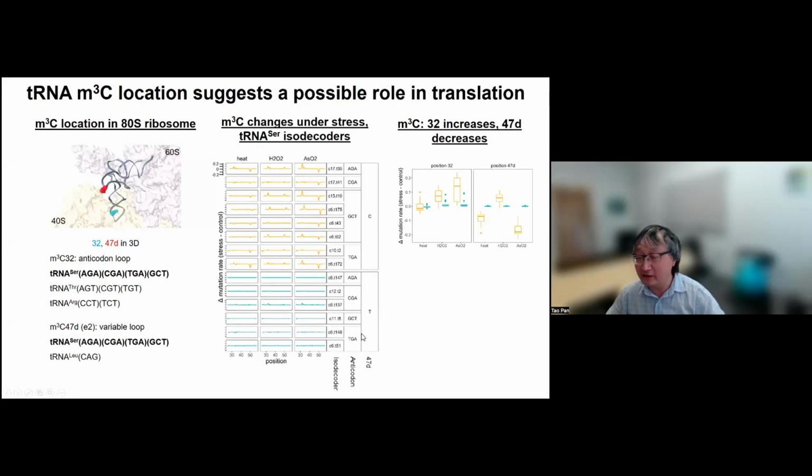Some of the tRNA isodecoders have a uridine at position 47D, so of course there's no modification there. So everything should be relatively flat, not necessarily because they also have M3C32. So this works out nicely.